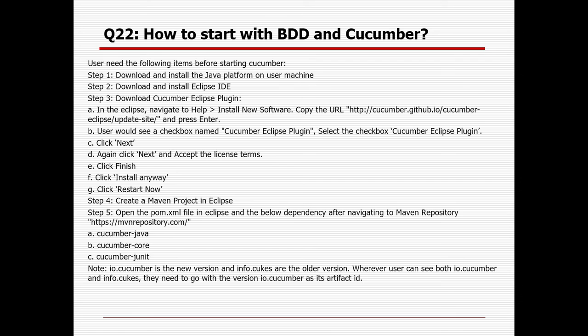So how do we start the project creation, the framework creation with the help of BDD and Cucumber? You need to follow some simple steps. First, download and install the Java platform on your machine, be it a desktop or laptop. Then download and install Eclipse IDE. After that, download the Cucumber Eclipse plugin. How can you do that? In Eclipse, go to Help, Install New Software, and paste the URL there, and after that press enter. The URL is http://cucumber.github.io/cucumber-eclipse/update-site.